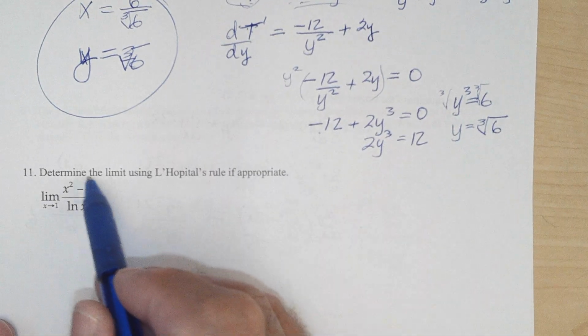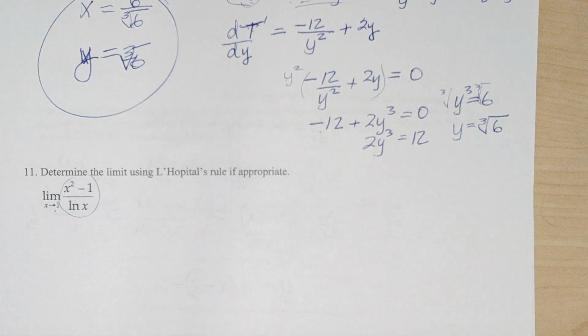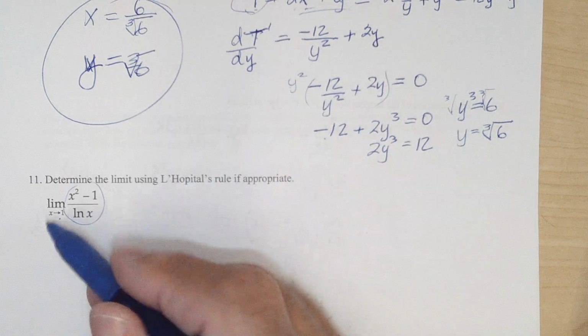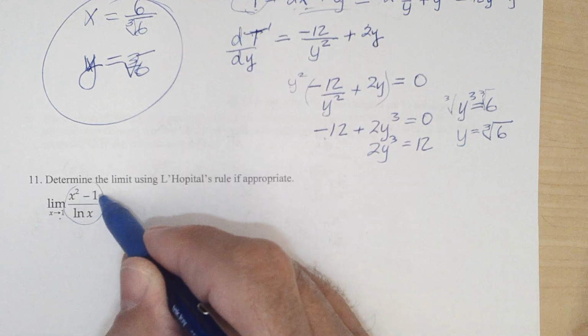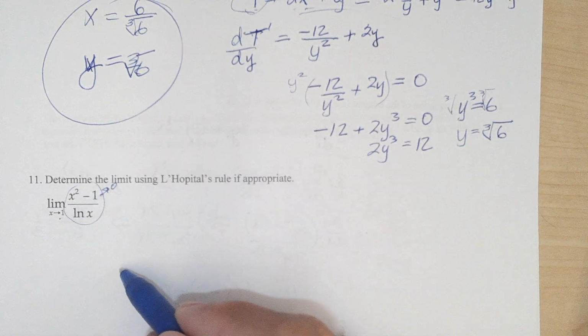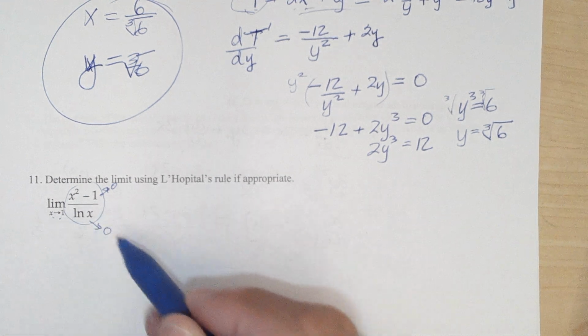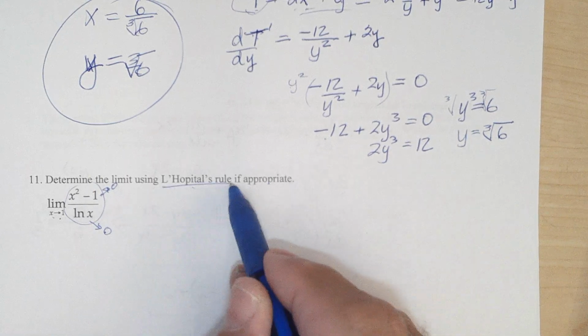Got to find the limit of this as x goes to 1. So if x goes to 1, 1 squared is 1, 1 minus 1, the numerator would head to 0. ln of 1, if you graph that, you'll see it goes to 0. So they both go to 0, so L'Hôpital's rule applies.